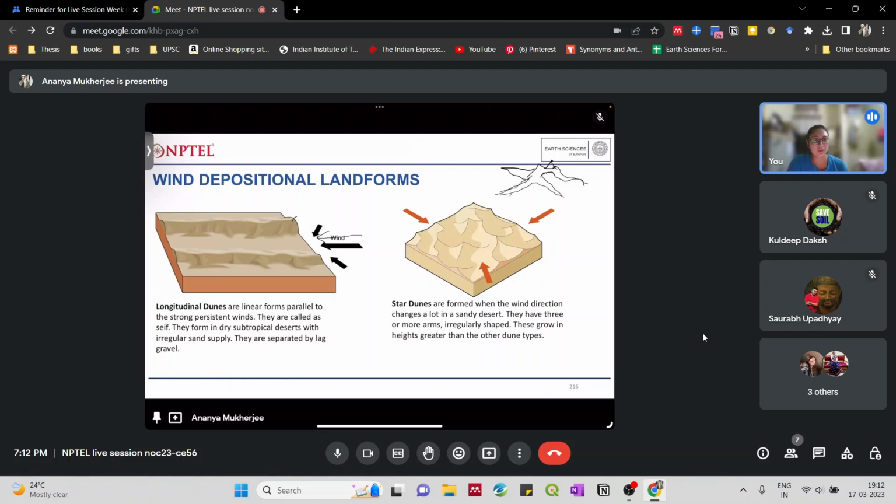They can grow in height because of the sand getting transported to the middle of the star dune. Okay, or the center of the star dune, it can keep growing in height. Okay, it can just get built upon. So that is why it can grow much greater in height.